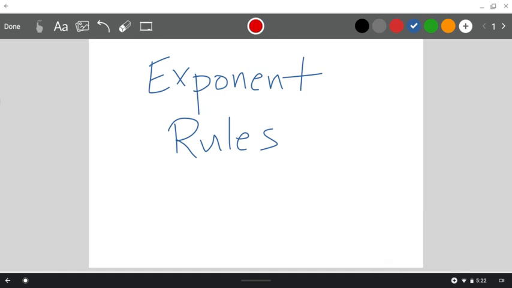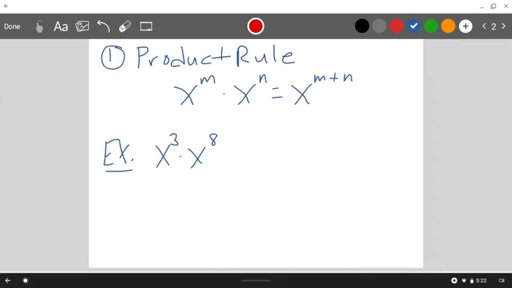This lesson is called Exponent Rules, and there are several rules and several examples in this lesson. The first rule is the product rule, and it is when you multiply two numbers that have the same base, you add their exponents. So our first example, x cubed times x to the 8th, those both have the same base of x. So you add the exponents and you get x to the 11th.